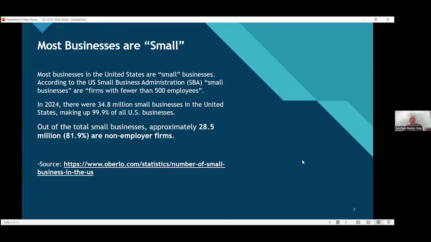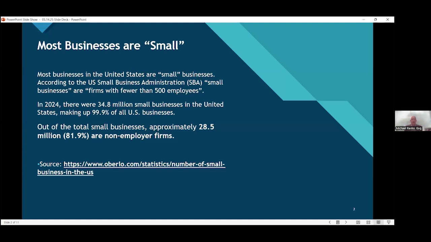So as I mentioned before, all of the transactions that I have been involved in through the years involved small businesses. And by the definition used by the Small Business Administration, most businesses in the United States are small. The SBA's definition is firms with fewer than 500 employees. And in 2024, there were 34.8 million small businesses in the United States, and those businesses make up 99.9% of all U.S. businesses.